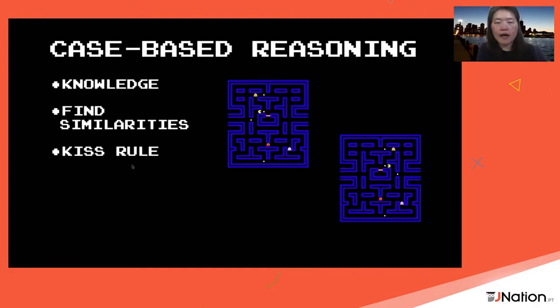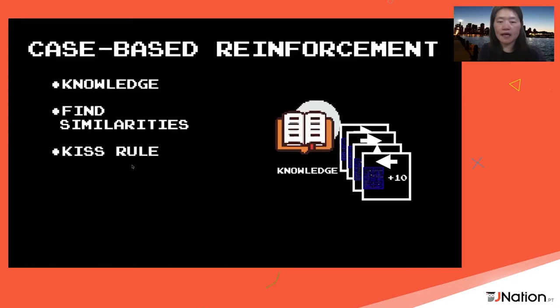And so you're using this keep-it-simple rule, because you need to make the decision. You want to keep your particular scenario simple. So it helps to make your decision a lot quicker without complicating the scenario. So that's essentially what case-based reasoning is, to summarize it.